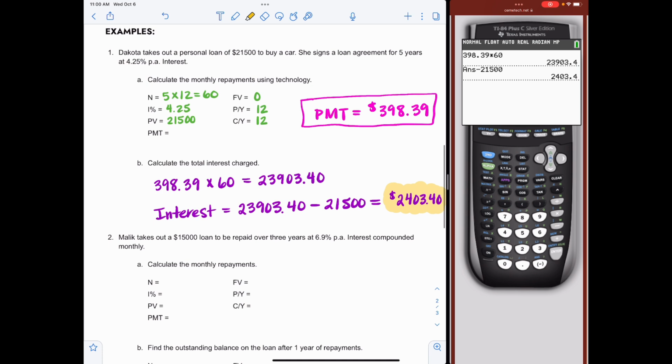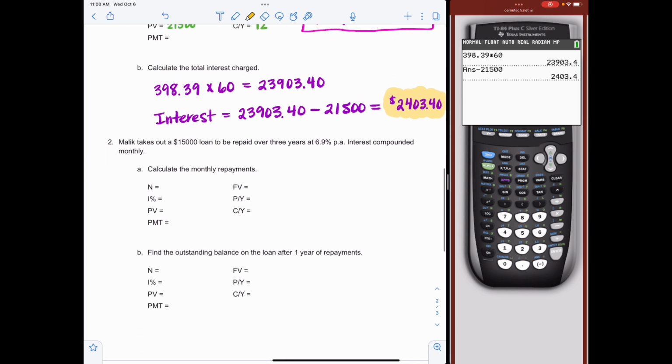All right, let's look at example number 2. Malik takes out a $15,000 loan, okay? So let me go back to apps, TVM Solver. It says he takes out a $15,000 loan, so that means he has $15,000 to spend, so it's a positive $15,000. It also says that he's going to repay it over 3 years. The interest rate is 6.9% and it's compounded monthly, every single month. So when I put in my interest rate, it's going to be 6.9.